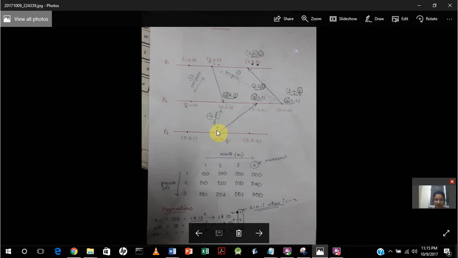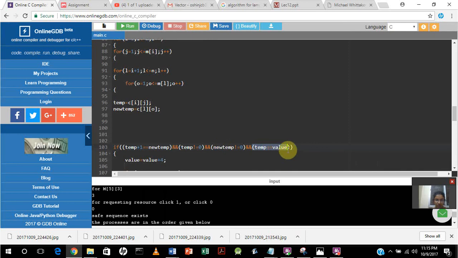So 2 is the first number. This is the first causally related event that must get executed, and then this must get executed, and then this must get executed, for which reason I'll be using this parameter, temp equals value, where the value starts with 2 and temp is the number of my causally related events.